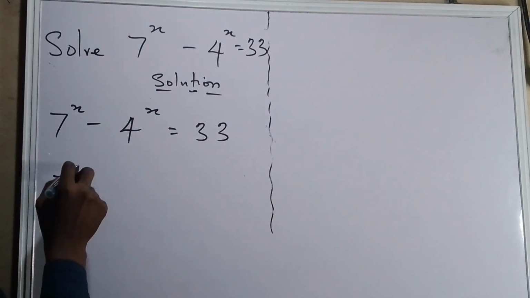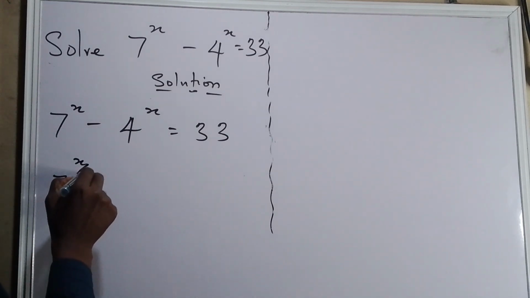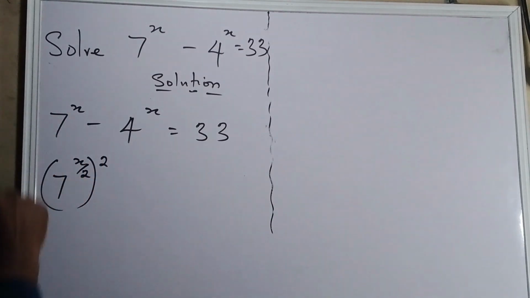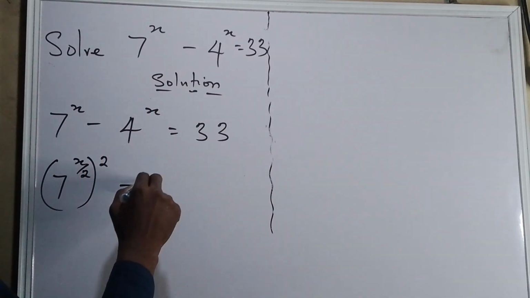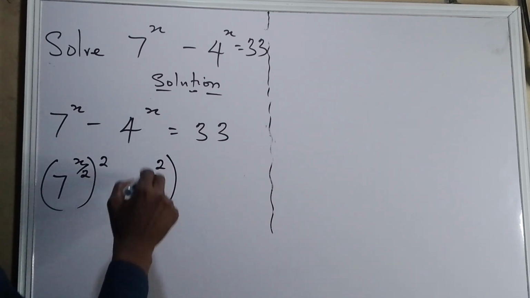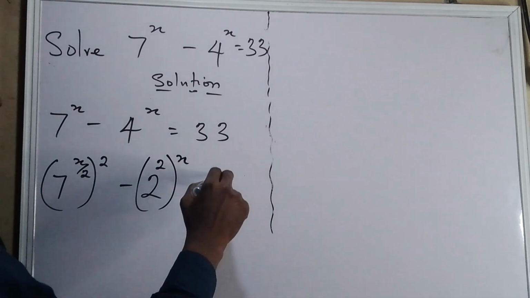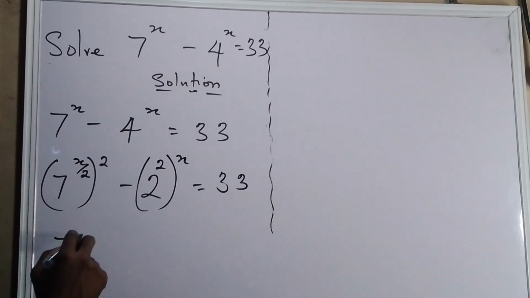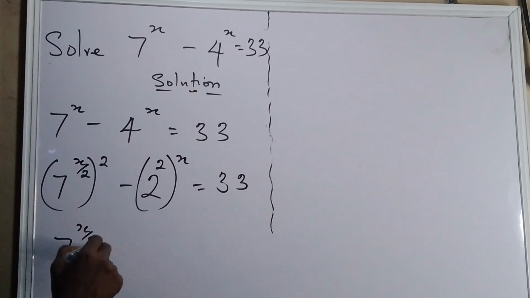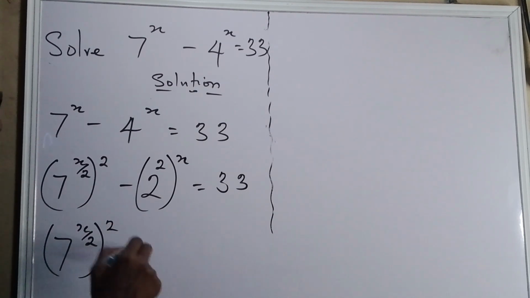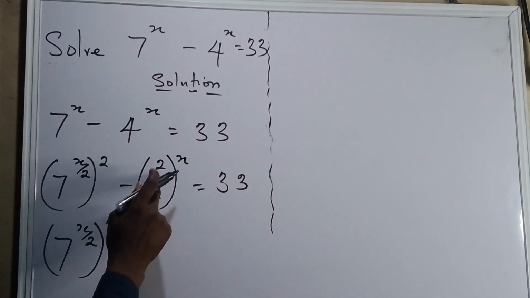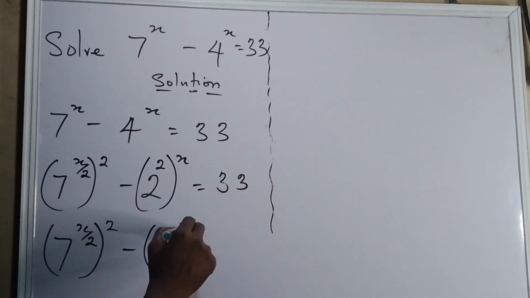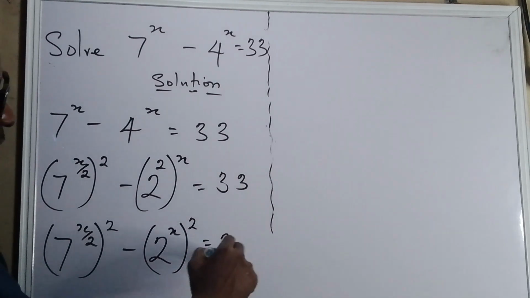So I have 7 raised to the power of x over 2, raised to the power of 2. You see, when you multiply these powers, you have x. Right, so minus 2 raised to the power of 2, raised to the power of x, equals 33. Right? So now you have 7 raised to the power of x over 2, raised to the power of 2, minus, now you can bring this in while the 2 goes out, you have 2 raised to the power of x, raised to the power of 2, equals 33.